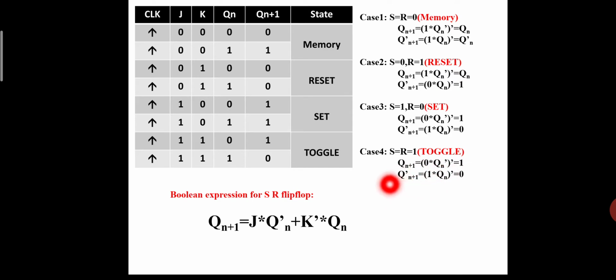The toggle condition is completely different compared to the SR flip flop. Here if J and K are both high, if the past output Qn is 0, it will reflect logic 1. If the past output is 1, it reflects 0. That indicates this value keeps changing, with 1 to 0 and 0 to 1 transitions. Therefore the logic expression for a JK flip flop is given as Qn plus 1 is equal to J into Qn bar plus K bar into Qn.